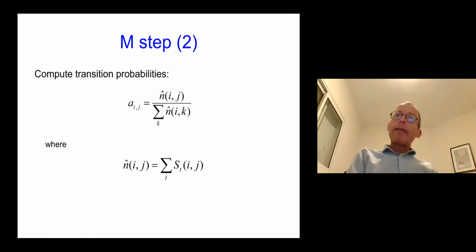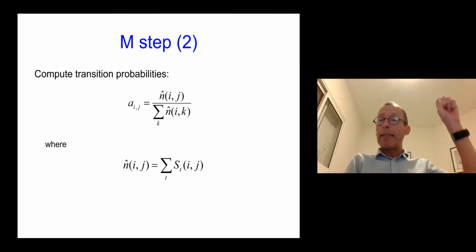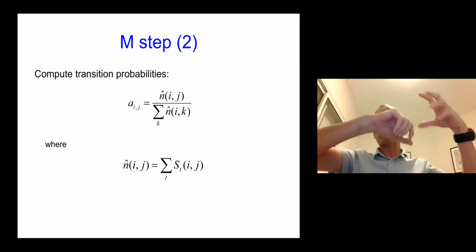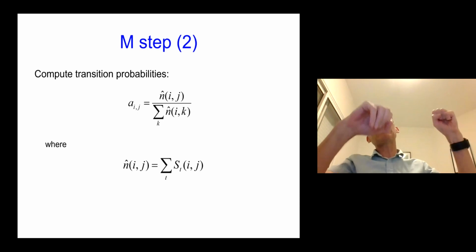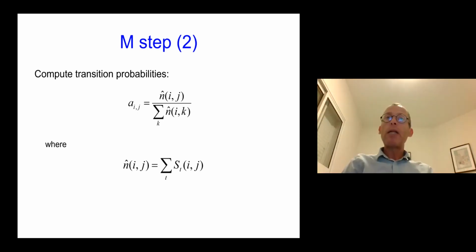Transition probabilities, same idea, right? We look at all the times that we were in A, and ask how many times we were in A at time t and in A at time t plus 1. This is the number of times we move from A to A. And how many times we were in A at time t and moved to B at time t plus 1. This is the number of times.